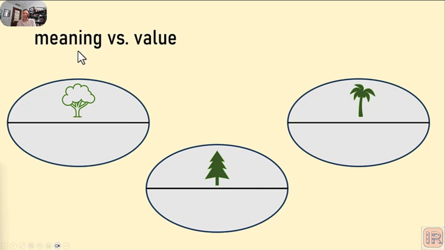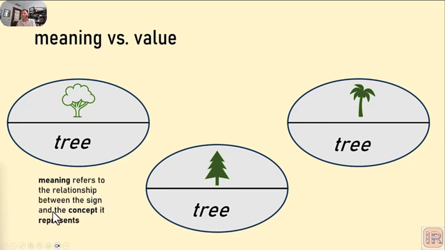Now, we're going to talk about the distinction between meaning and value. All three of these concepts here, we might say a deciduous tree, a conifer, and a palm tree, we can all refer to and think about in English under the sign of tree. Meaning refers to the relationship between the sign and the concept it represents. But if the signifier is arbitrary, the signified is also somewhat arbitrary as well, because if I say tree to you, do I know which one of these things you're going to think? No, but the meaning of tree is any and all of these at once, right? That's the meaning.